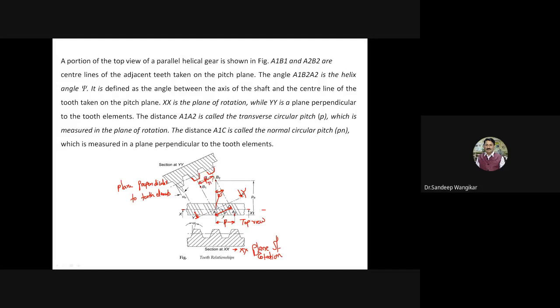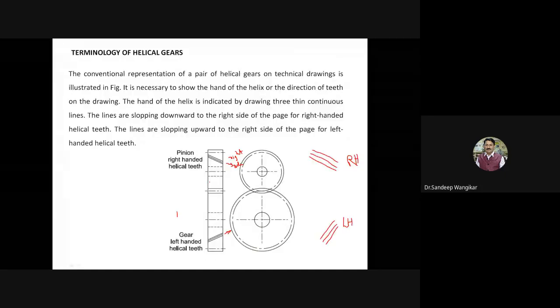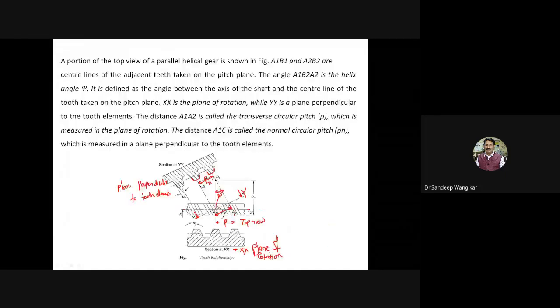Pn is the normal circular pitch. It is measured in the plane perpendicular to the tooth element. It is not measured in the circular plane. It is measured in a plane perpendicular to the tooth element. So these are some of the pointers for the heading terminology of helical gears.